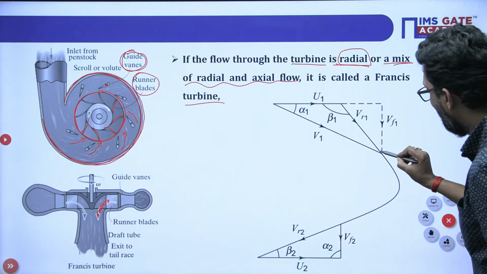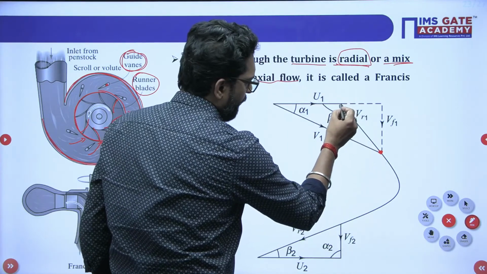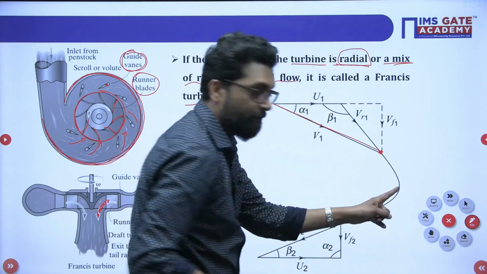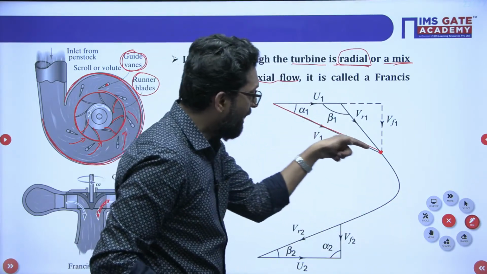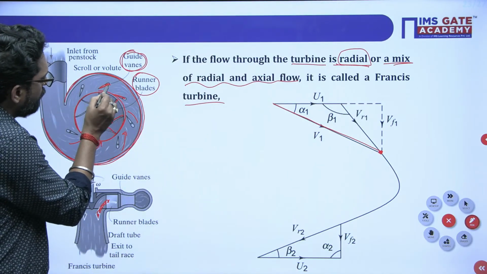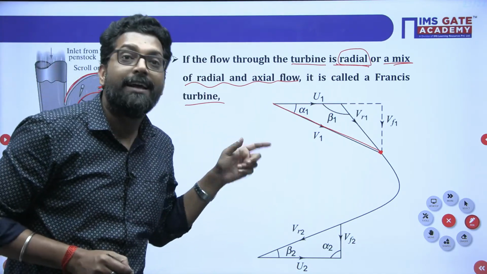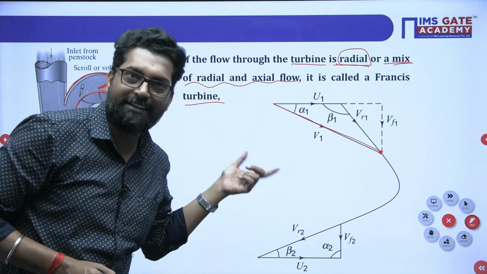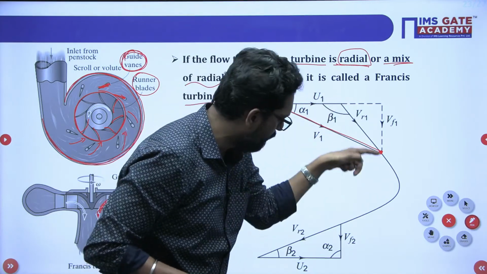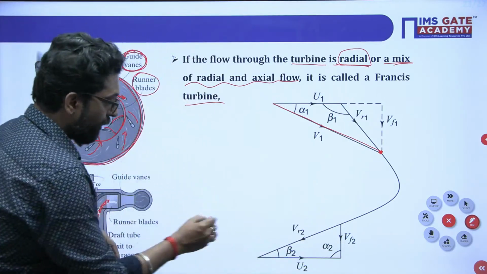So this is at inlet. This is your V1 velocity, which is the entry to the rotor. This is the rotor blade, beta, and who will provide this velocity? The scroll casing and the guide vane act as a nozzle in the case of a reaction turbine. So this is V1 entry, this is V1, U1, this is VR1, like that.